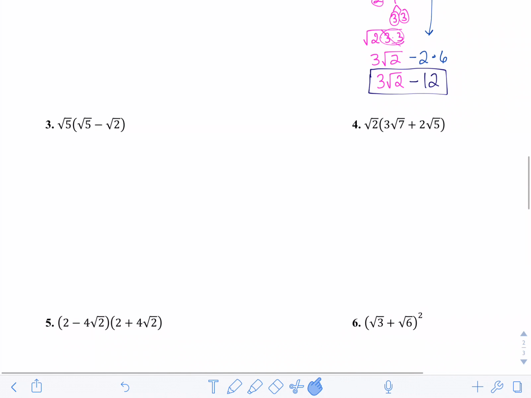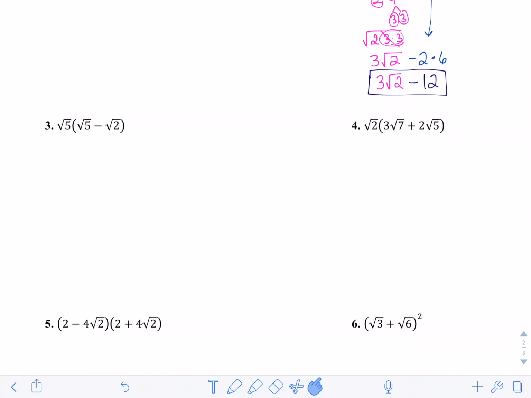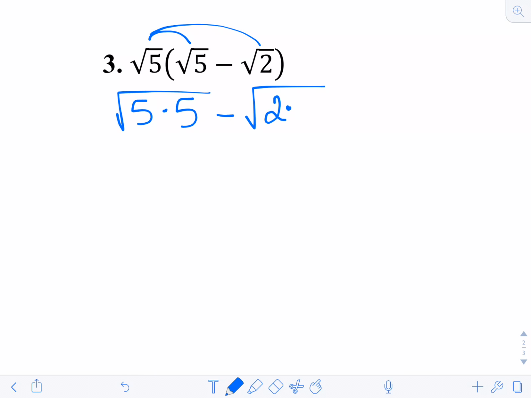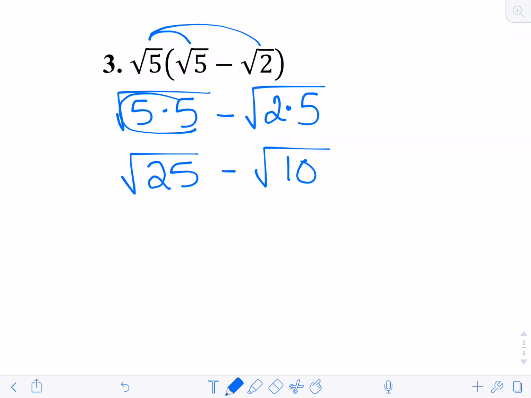Alright, number 3. So number 3, again, I'm going to distribute the square root of 5 to everything inside. So we're going to have the square root of 5 times 5 minus the square root of 2 times 5. Well, 5 times 5 is 25. 2 times 5 is 10. This 25, you can see here you have your pairs of 5s. That pulls out to just be 5. Or you know that the square root of 25 is just 5. Minus, then you just have the square root of 10.